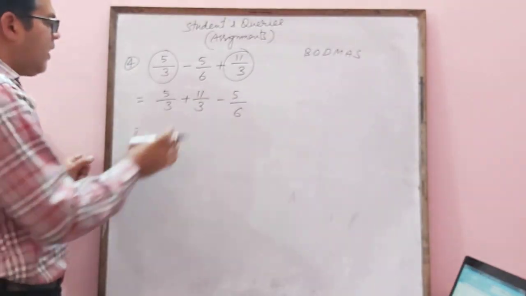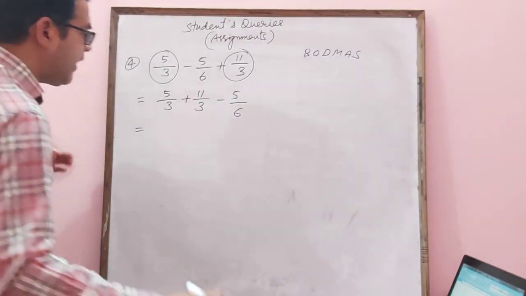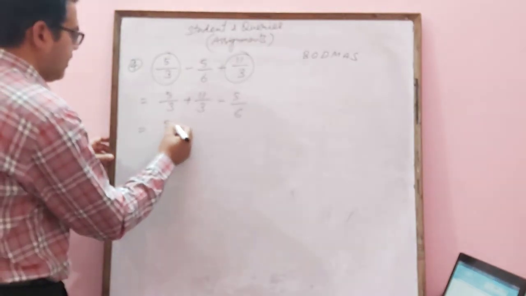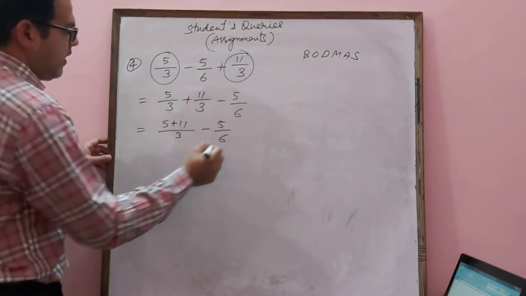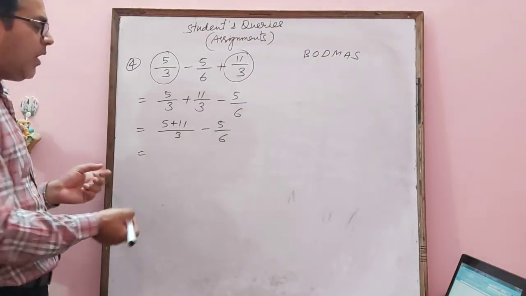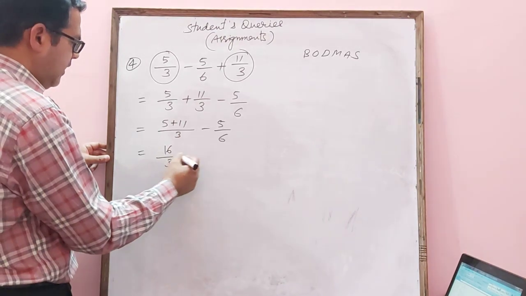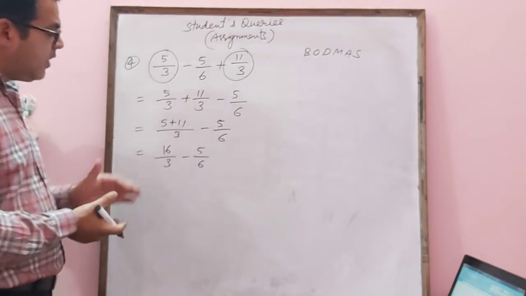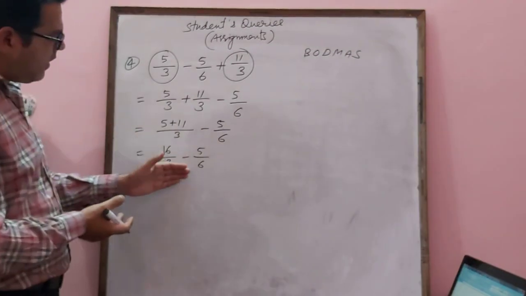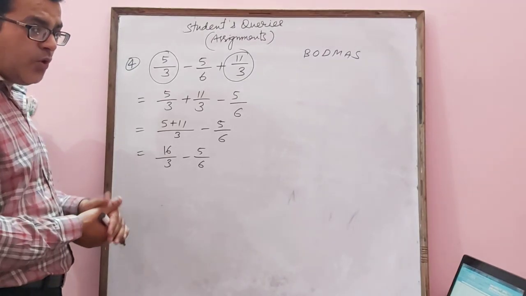So what will come when we add? Like fractions are there. So according to the rule, we can directly add numerators. Minus 5 by 6 we can write as it is. This is very simple now. 5 plus 11, 16 by 3 minus 5 by 6. Right? Now you can see here 16 by 3 and 5 by 6. These are now unlike. So what to do now?